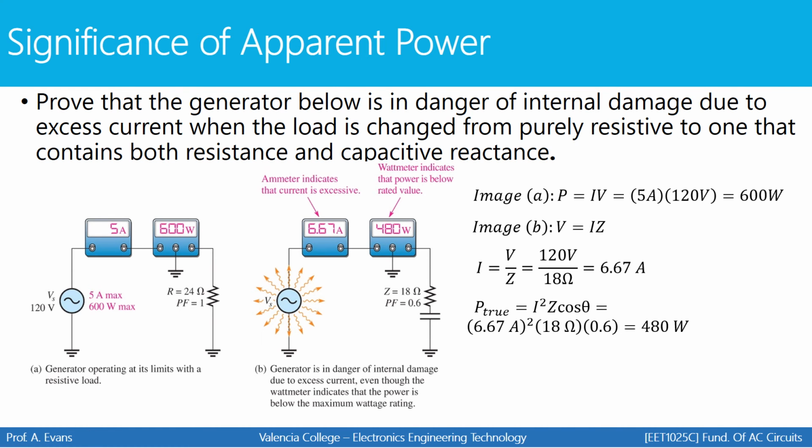The true power is what the watt meter is measuring. Remember, true power is measured in watts. And the true power being measured is your 6.67 amps squared times 18 times your cosine of theta. That's one of the formulas we discussed for true power. So when you do this calculation, your power comes out to be 480 watts. So your watt meter says you're not above the limit, but your current meter says you are.